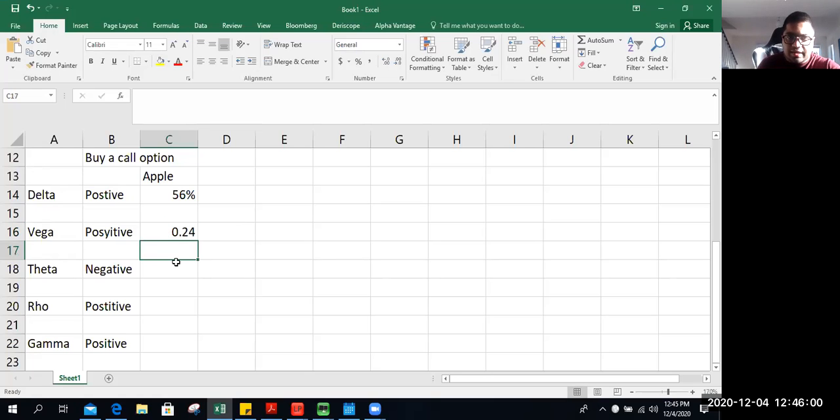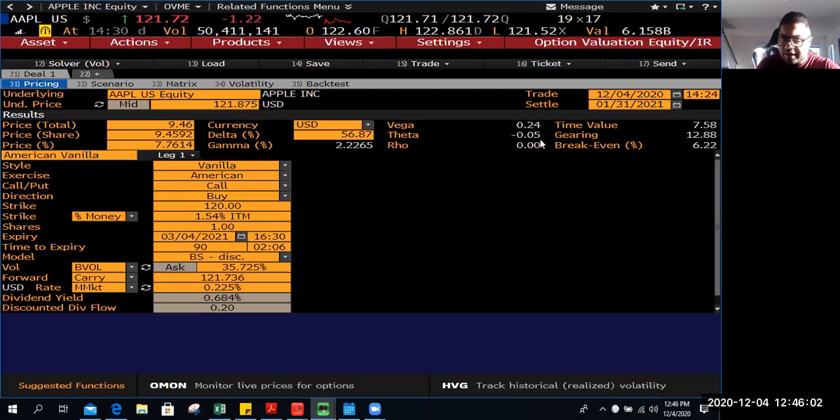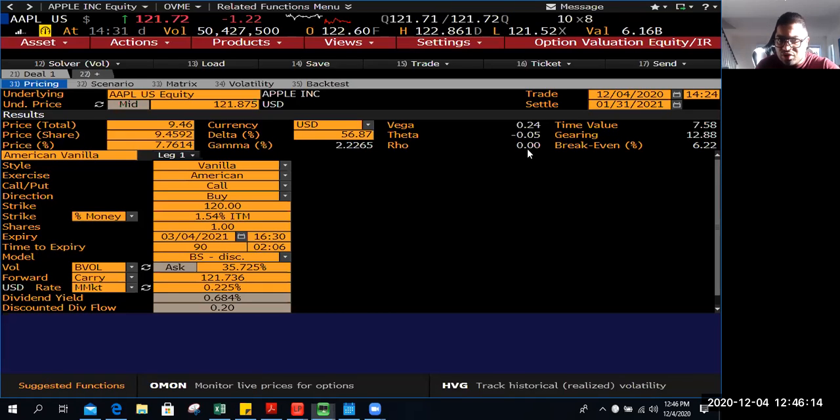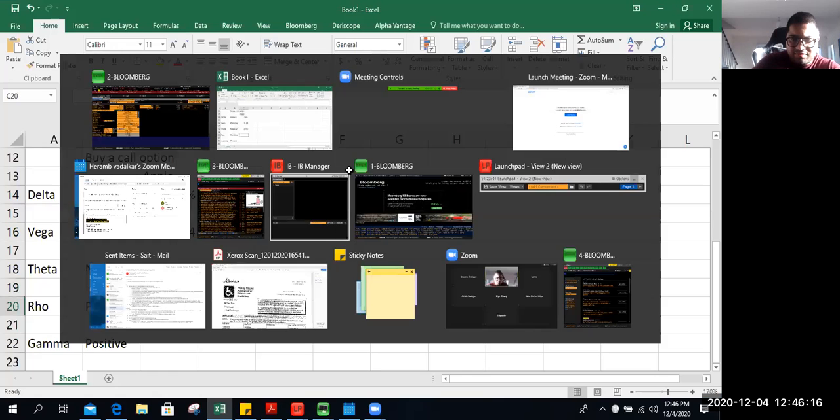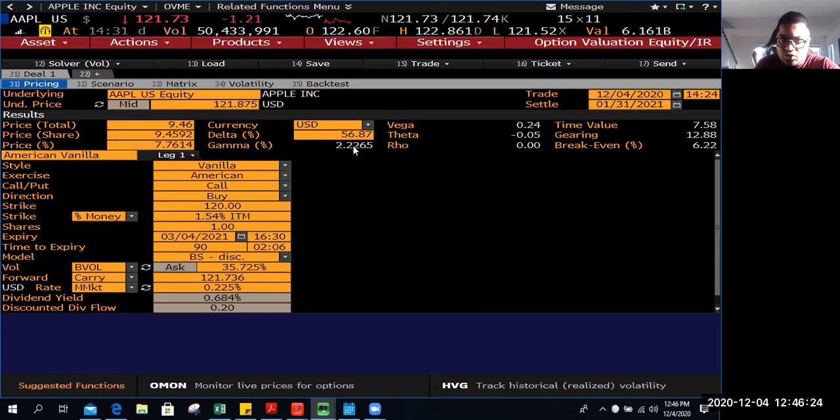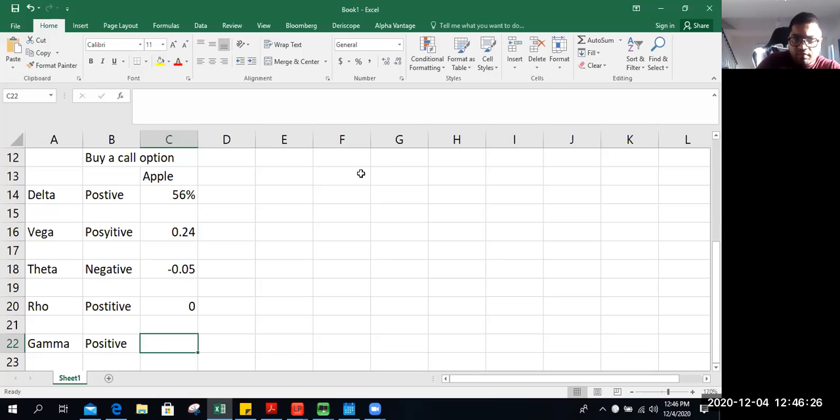Okay, and theta is negative 0.05. Okay, rho, let's note down rho's, or rho is almost zero because it's not that sensitive to interest rates, and gamma is 2.22.